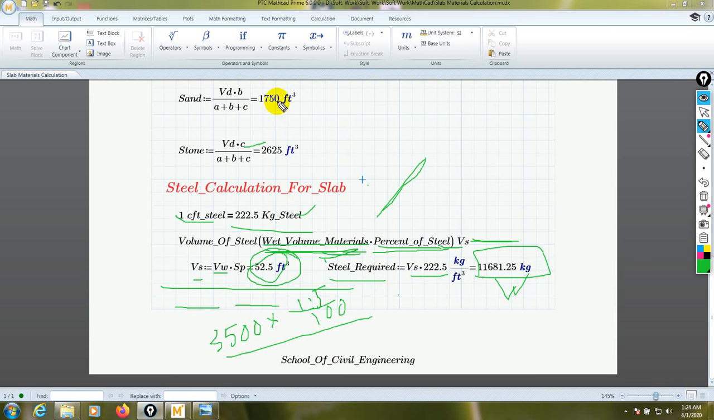After knowing the quantity values and the prices, you can find out your total cost.